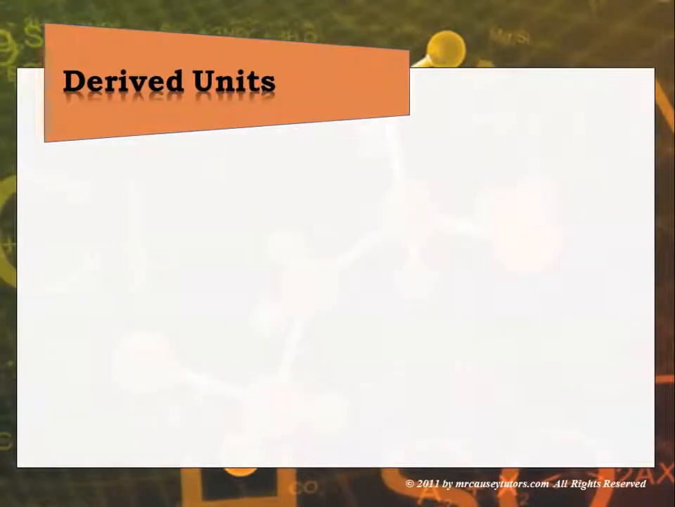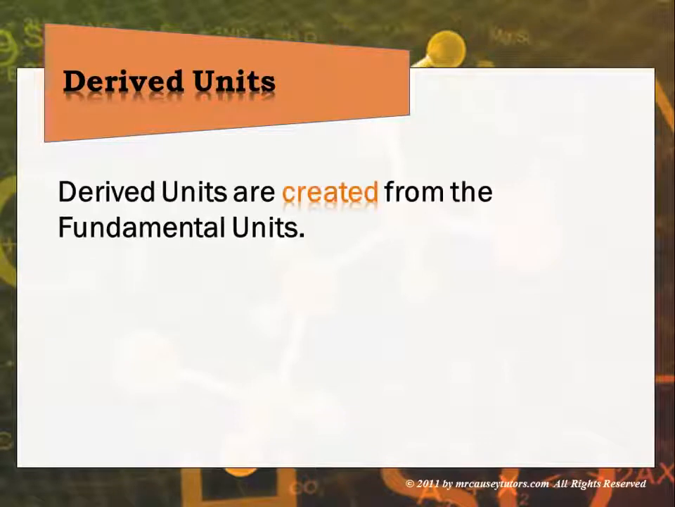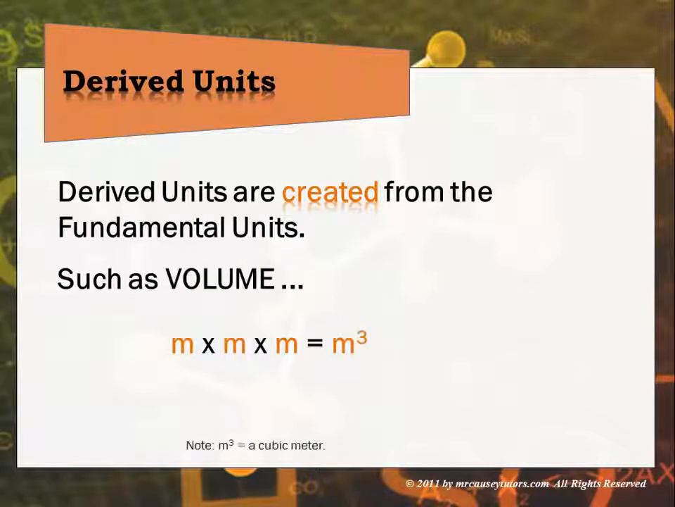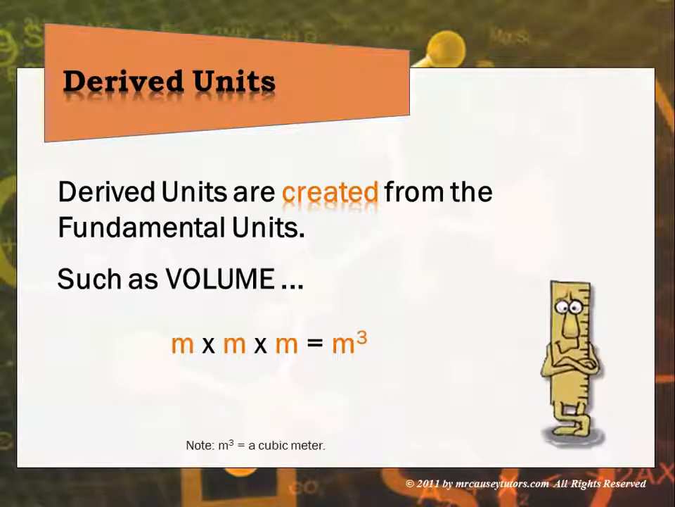All the other units that come out of the SI system are considered derived units. And derived units are created from the fundamental units. So for something such as volume, it would be meter times meter times meter, which is length times width times height, which is the meter cubed. And a cubic meter is actually pretty big. It'd be more like a bathtub than something that we would be using in the chemistry lab for a beaker.